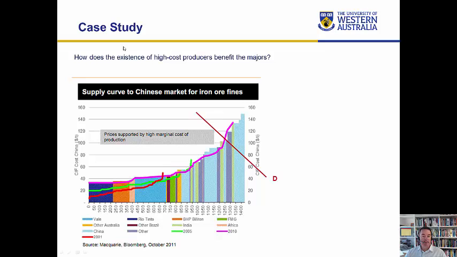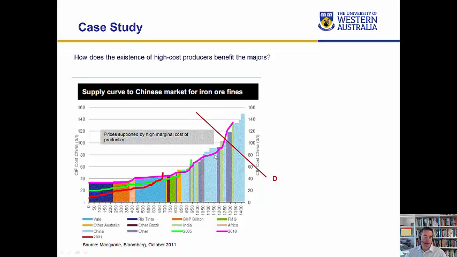So the question is, how does the existence of these high-cost producers benefit the majors? Well, the majors are Rio Tinto, Vale, BHP Billiton, and some of the African producers. Actually Vale, Rio Tinto and BHP are the majors, but they're also the low-cost producers here. Now these low-cost producers are really benefiting by the existence of these high-cost producers, because it's the high-cost producers that are really raising the market price.